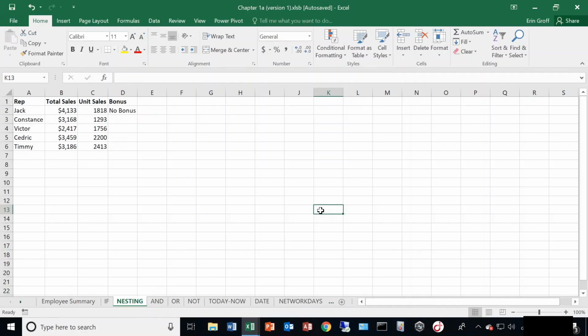So first, there are some points that you need to remember regarding nested functions. Any function used as an argument must return a value of the same data type as is required for the argument. You do not include the equal sign before a nested function, but all remaining function syntax is the same as it usually is for the function. You still need to include that equal sign in front of the first level function.